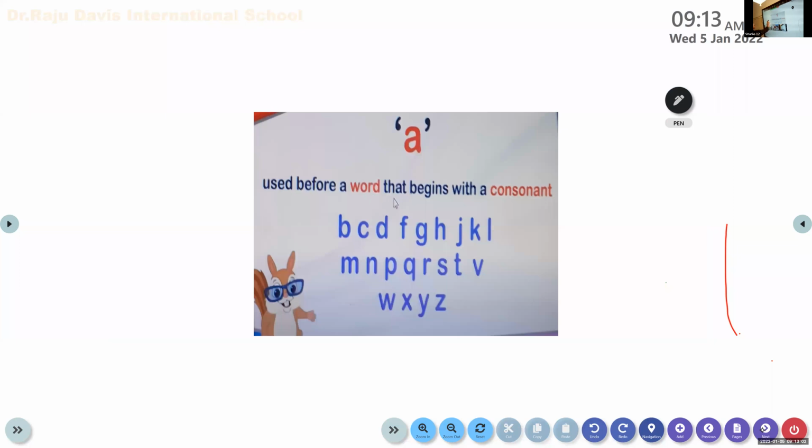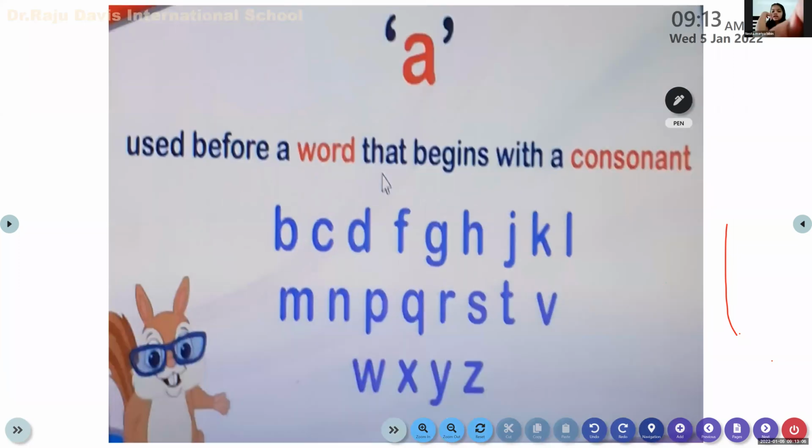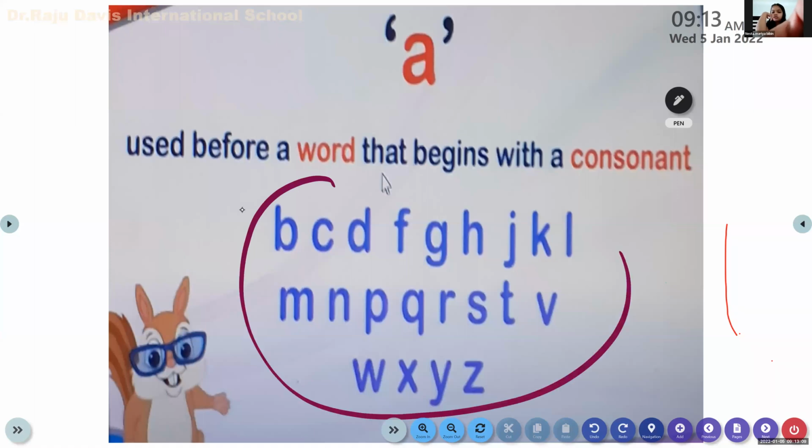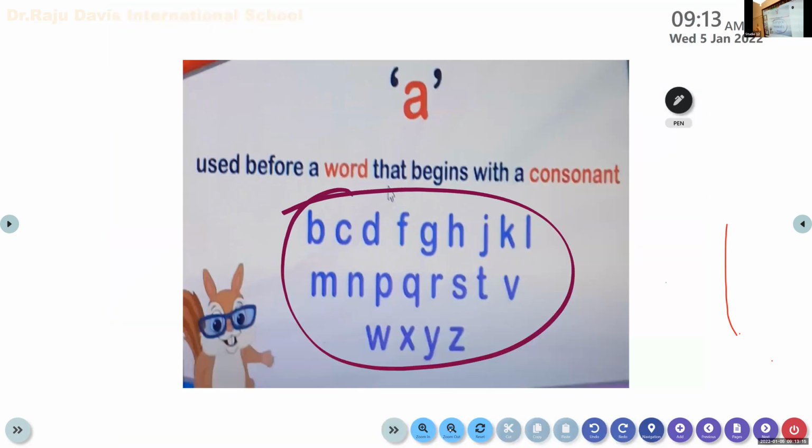Now, what are these letters called? Consonants. Yes, these letters are called consonants. So, when a word begins with a consonant letter, that is B, C, D, F, G, H, J, K, L, M, N, P, Q, R, S, T, V, W, X, Y, Z, then we have to use "a" before the word. Clear to all of you?